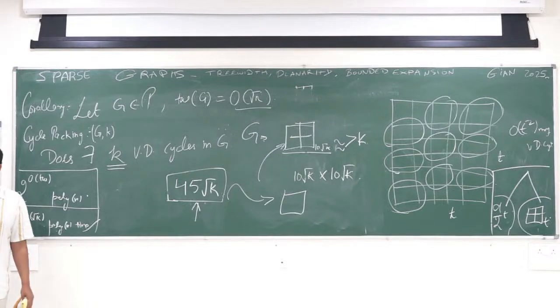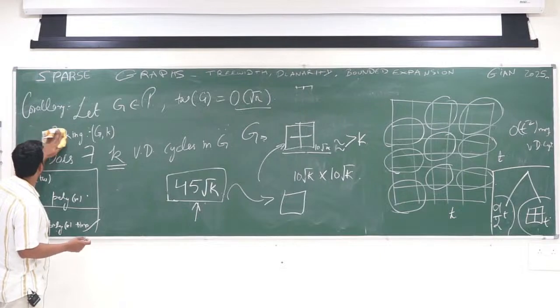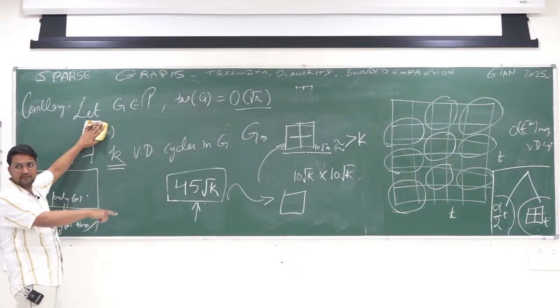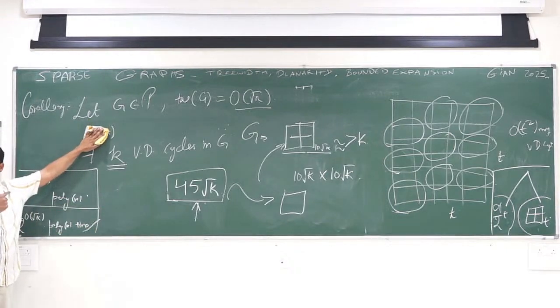Let's look at one more example, which is a bit easier to analyze. Let's take vertex cover. We use some properties here that we will formalize once we look at vertex cover.